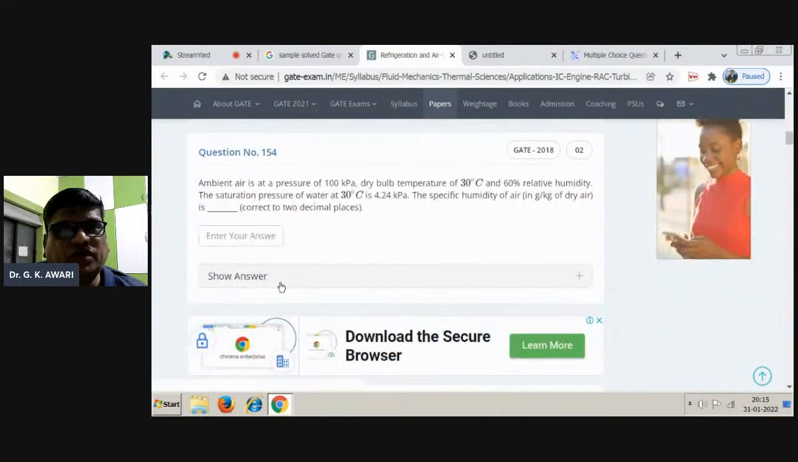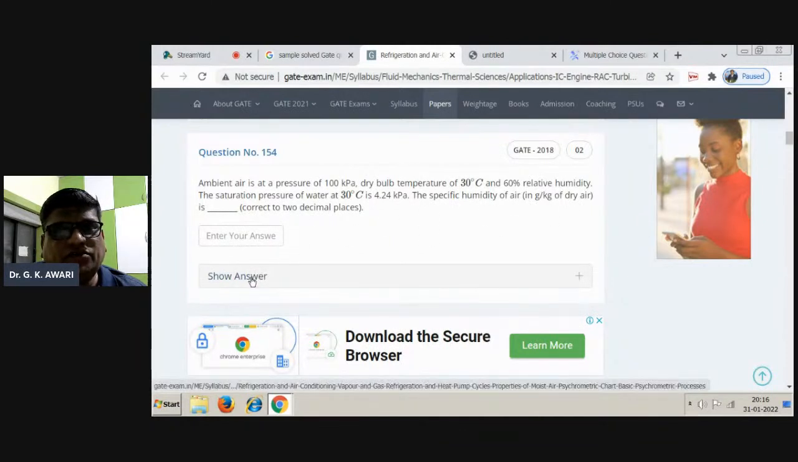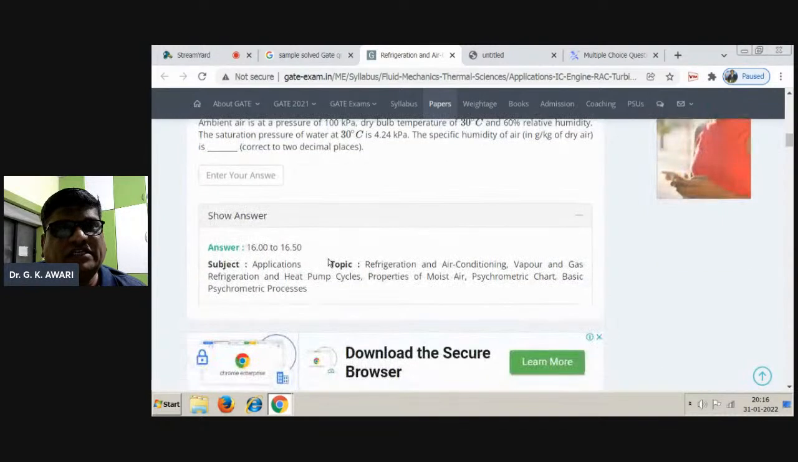Then question number 154. The ambient air is at a pressure of 100 kilopascal, dry bulb temperature of 30 degrees centigrade, and 60% relative humidity. The saturation pressure at 30 degrees centigrade is 4.24 kilopascal. The specific humidity of the air in gram per kg of dry air is what you have to find out. Here it comes out, correct to two decimals, to be 16 to 16.5.